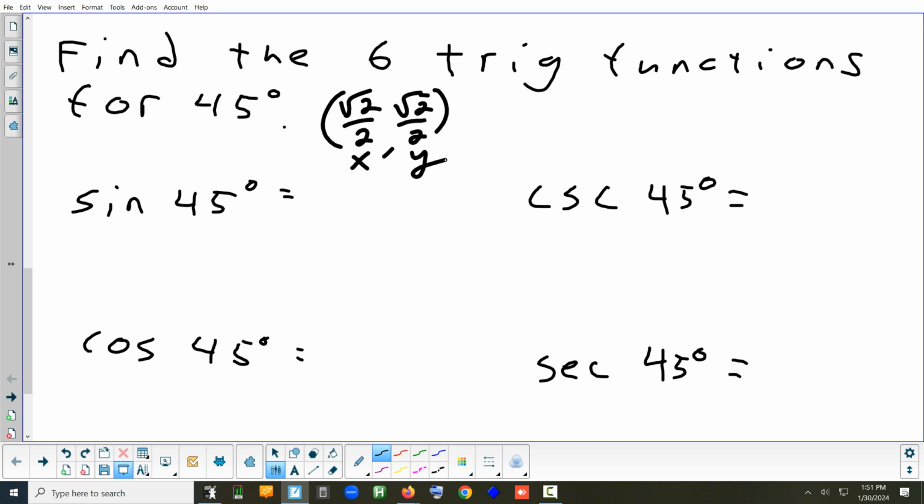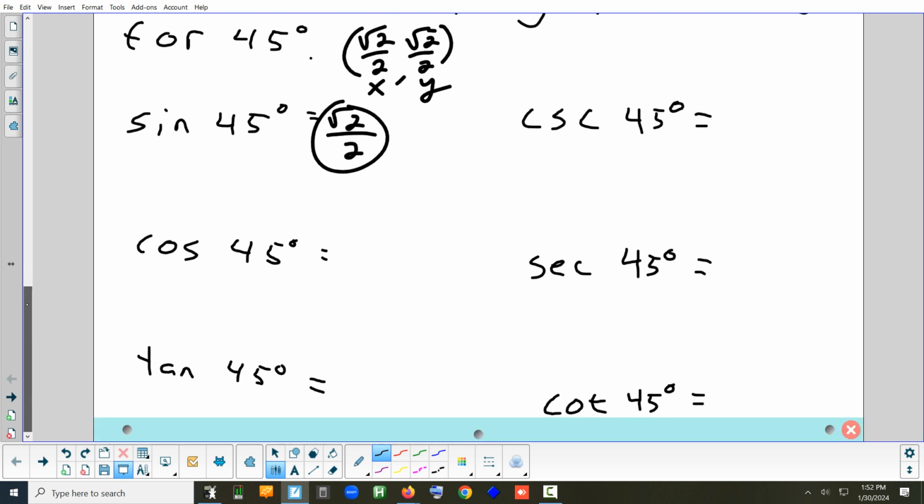What's going to be the sine of 45 degrees? Square root of 2 over 2. And which one did you pick? The y. If you mix the x and the y up with 45 degrees, you'd be lucky because they are the same. But most of the time, they're not the same. What's my cosine? It's also square root of 2 over 2, but this time it's the x.